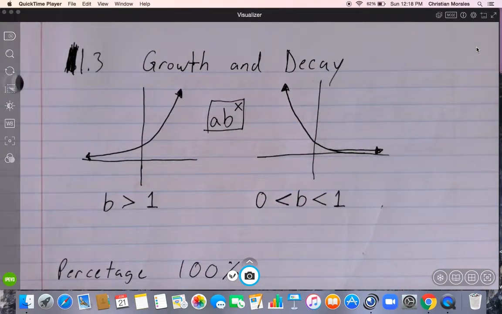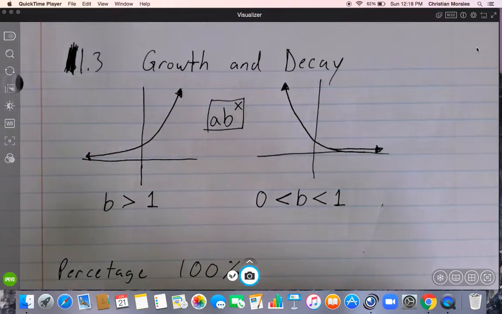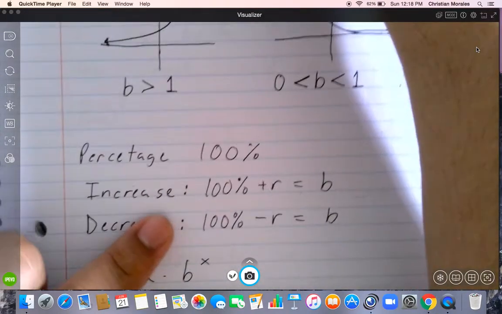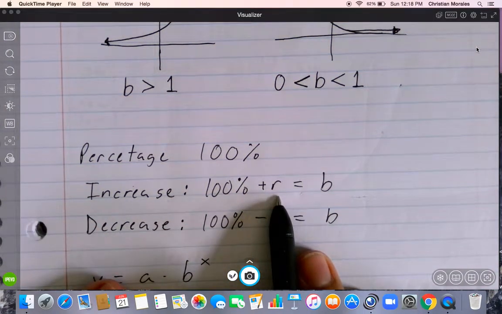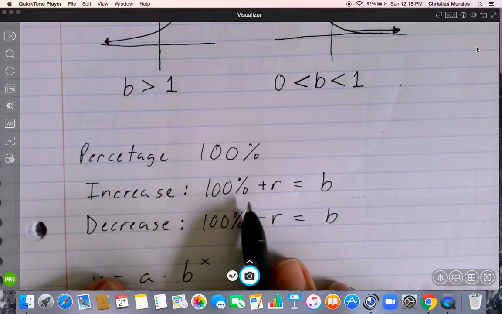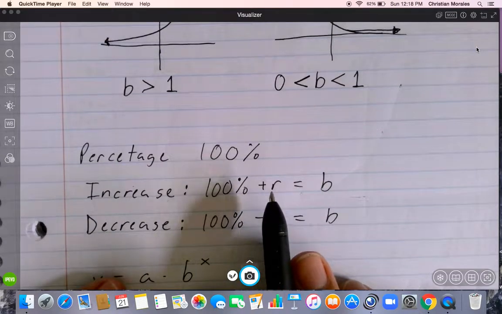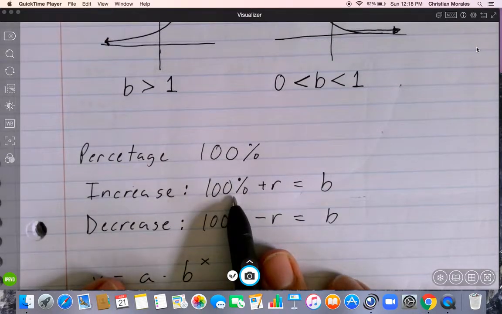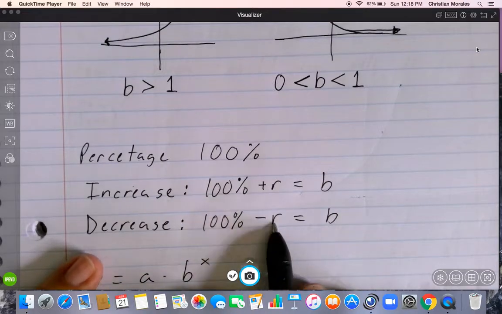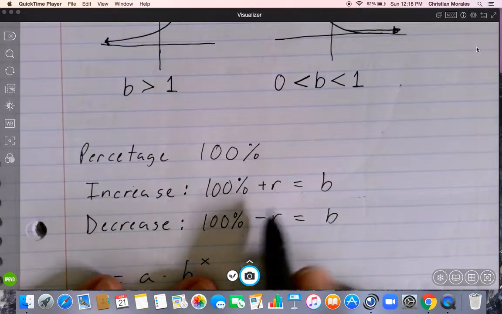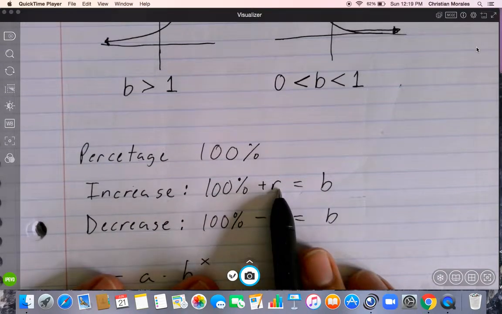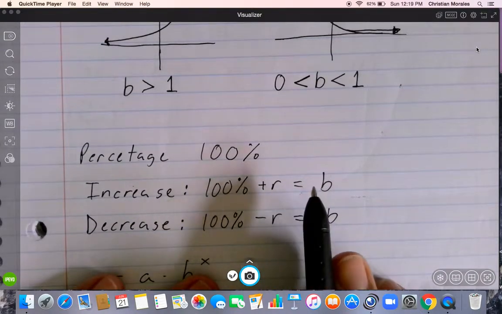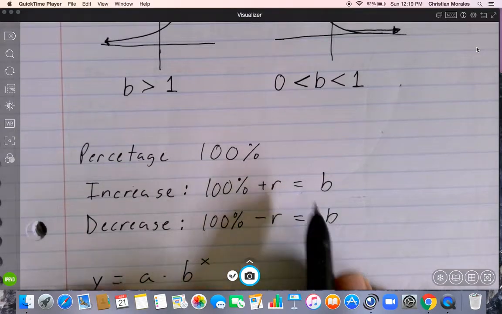Now, in the real world, you're going to usually see percentages for this number. So we're talking about percentages are always out of 100, but the rate at which it grows will change. So if you're going to grow, you're going to add the rate to 100. But if you decrease it, you're going to subtract the rate from 100. And this is how you determine your multiplier. You take the percentage at which it's going to change and you apply that to 100, and then you'll know what kind of function it will be.